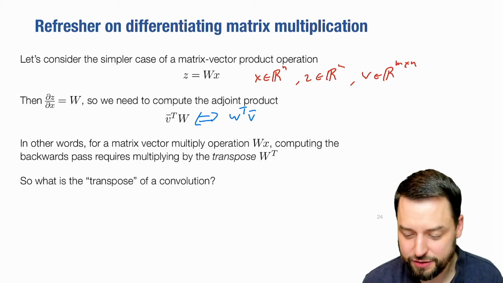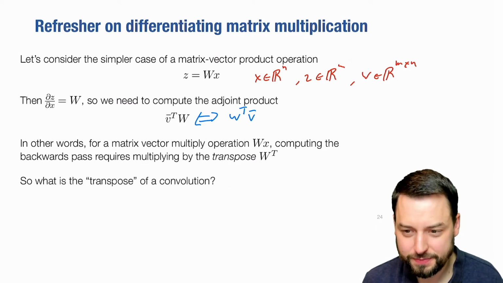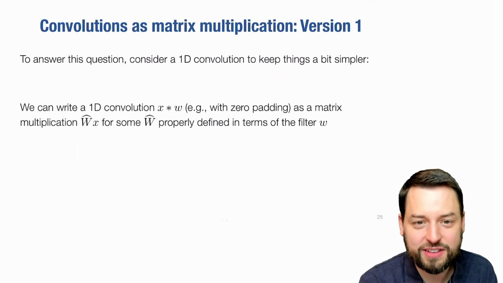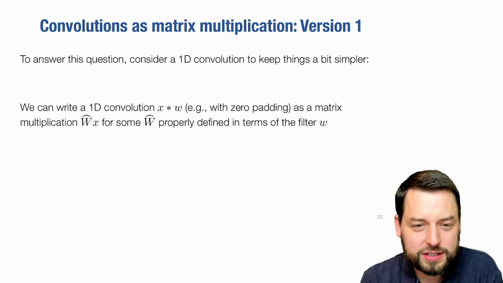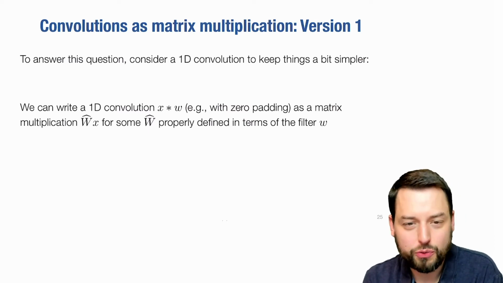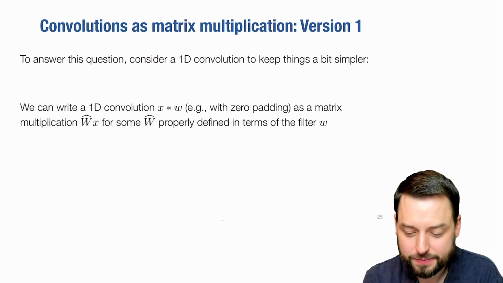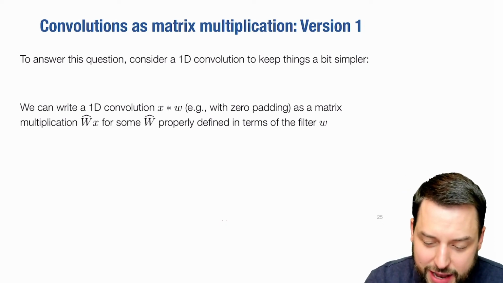What's the equivalent of transposing a convolution? All right, so for this, I'm going to get a bit into some detail. What we're going to do is actually write out a convolution in terms of a matrix operation.